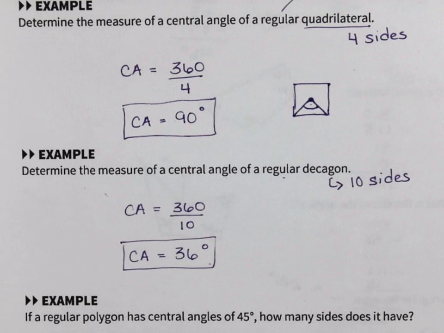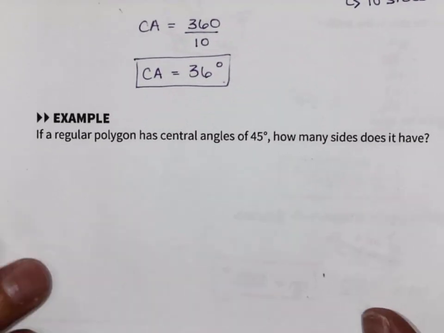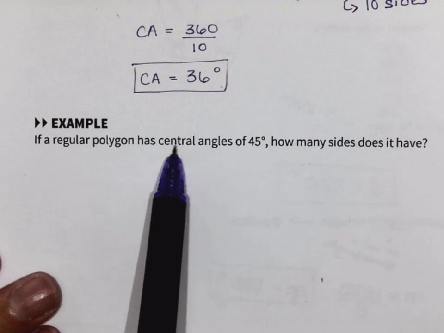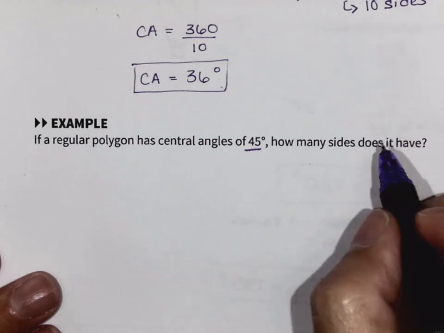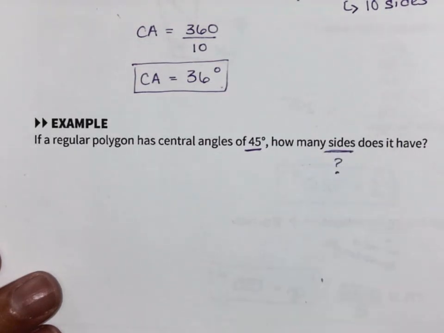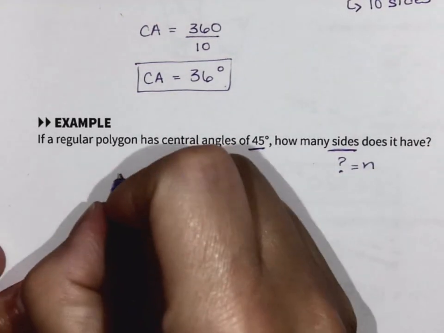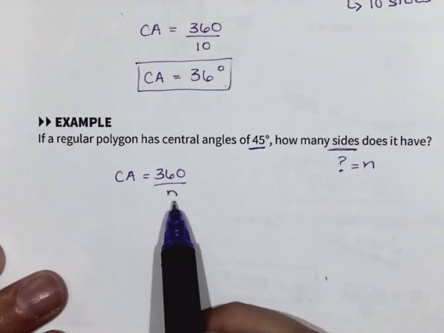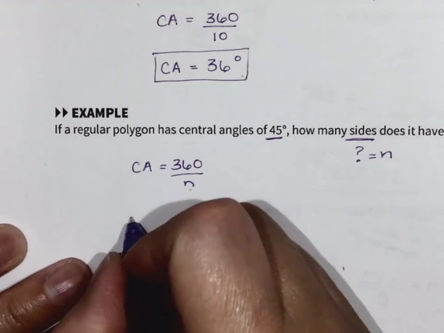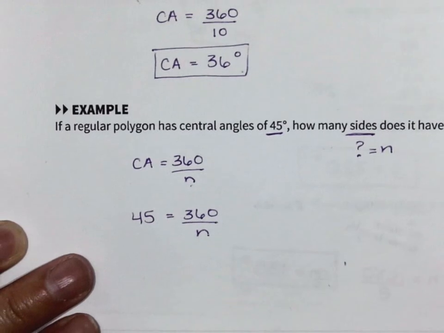Okay. So those are like the straightforward ones where you plunk them in. And now this last question is kind of like a thinking question. You got to apply your knowledge here. So if a regular polygon has a central angle of 45 degrees, how many sides does it have? So we're trying to find n this time. We don't know what n is. So our formula is central angle equals 360 divided by n. We know the central angle. So we have 45 equals 360 divided by n.